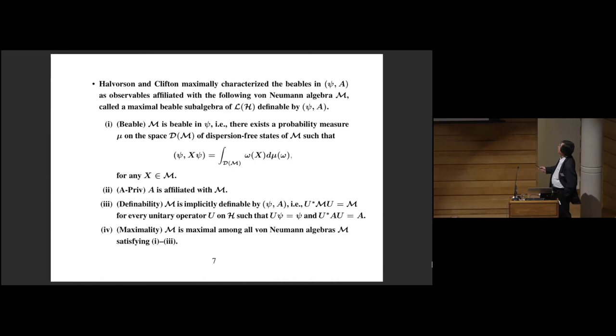This is done by Halvorson and Clifton in 1999. Halvorson and Clifton maximally characterized the behaviors in measurement context (psi, A) as observables affiliated with the following von Neumann algebra. This algebra is called a maximal behavioral subalgebra M of B(H) definable by measurement context (psi, A). The first condition is that M is a behavior in psi, in the sense that we define this terminology in the following. There exists a probability measure mu on the space of dispersion-free states of M, such that the quantum mechanical expectation value can be calculated by the expectation of this probability measure.